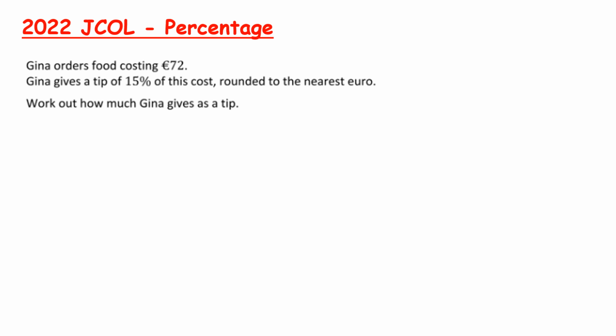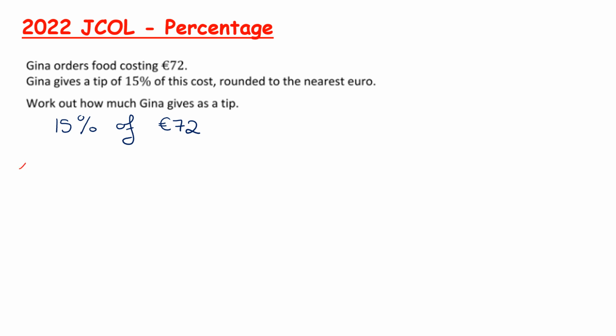Let's take a look at the 2022 Junior Cert Ordinary Level question, and we're going to explore the different methods here of how to calculate a percentage. So Gina orders food costing €72. Gina gives a tip of 15% of this cost rounded to the nearest euro. Work out how much Gina gives as a tip. So what we want to find is 15% of €72. The first thing to note is the word of in maths will mean multiply. So we're going to do multiplication.